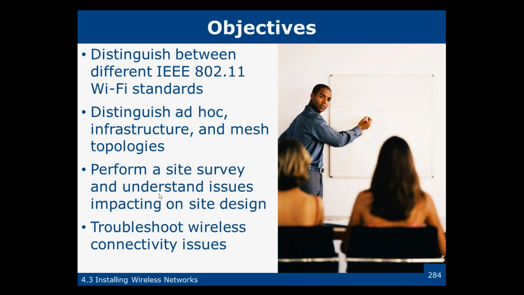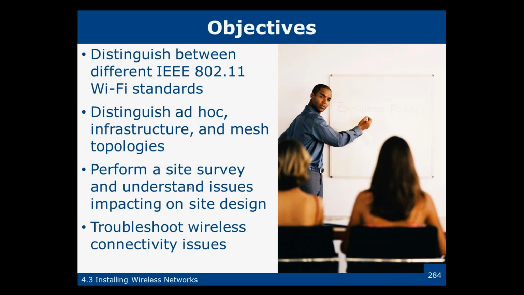So the objectives of this one is distinguish between the different IEEE 802.11 Wi-Fi standards. And Wi-Fi wireless is just like wired. As we go further into the world of networking, time-wise, wireless gets better and better and better. And it's becoming a real, I guess, popular standard, popular to use because it has gotten a lot better. We're not back in the 10 meg world anymore.